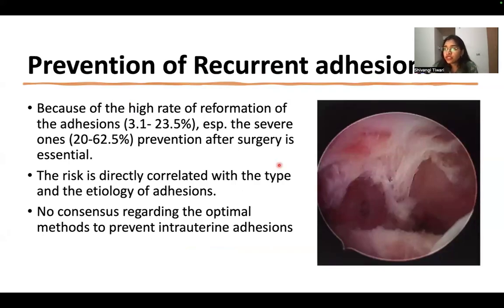अब सर्जरी हमने कर ली, दोबारा भी adhesions बन सकते हैं, तो उनको कैसे प्रिवेंट करना है? So, because of the high rate of reformation of the adhesions, 3.1 to 23.5%, especially the severe ones, that is 20 to 62.5%, prevention after surgery is essential. The risk is directly correlated with the type and the etiology of adhesions. There is no consensus regarding the optimal methods to prevent intrauterine adhesions.